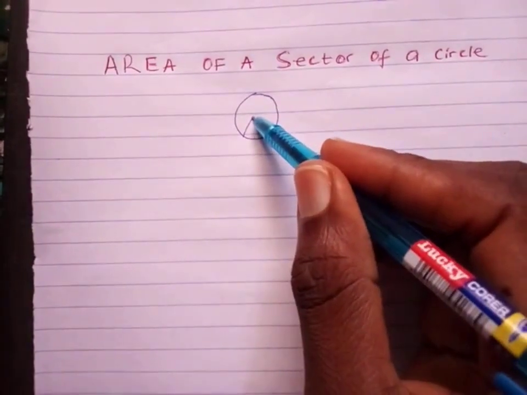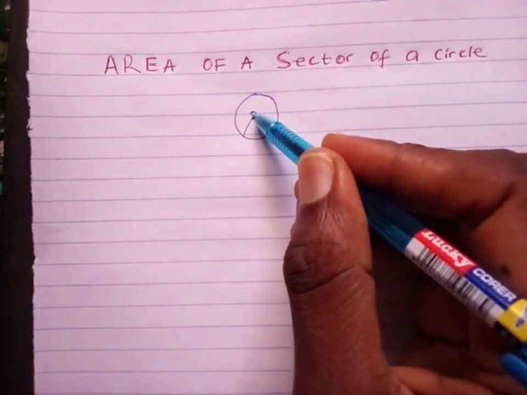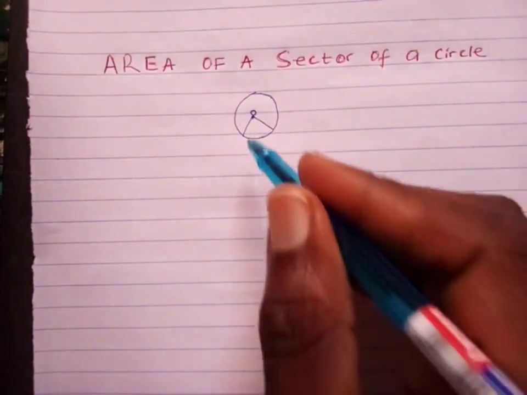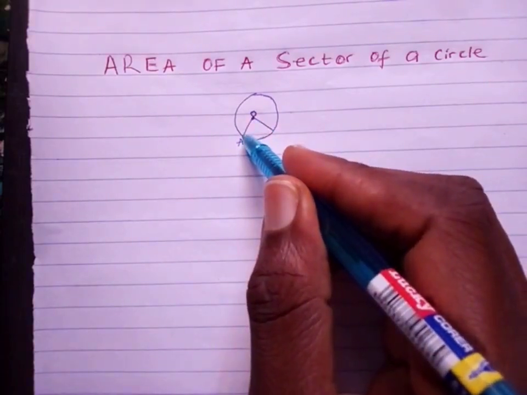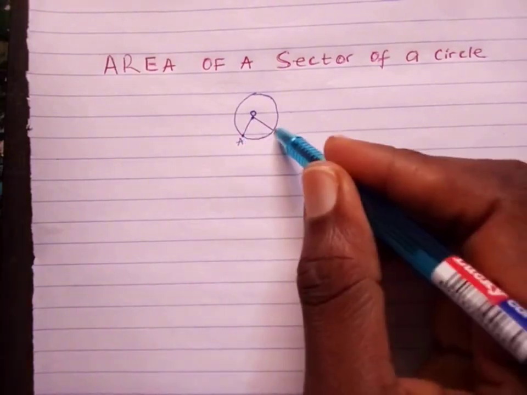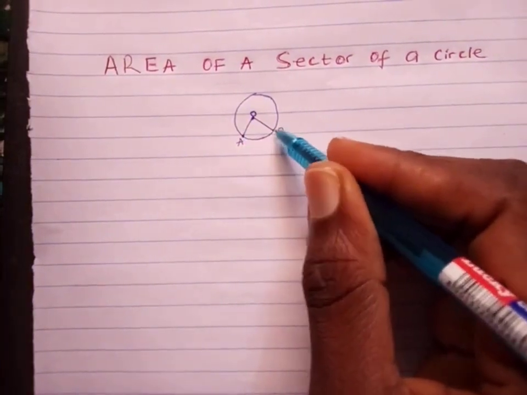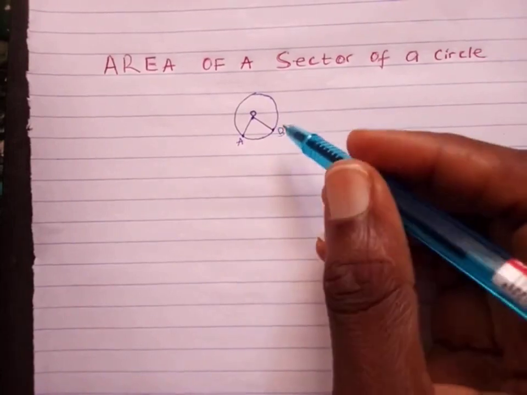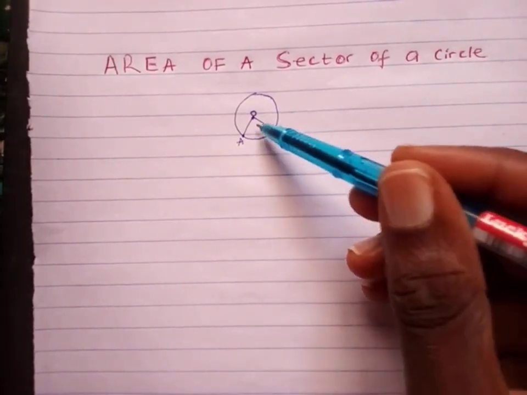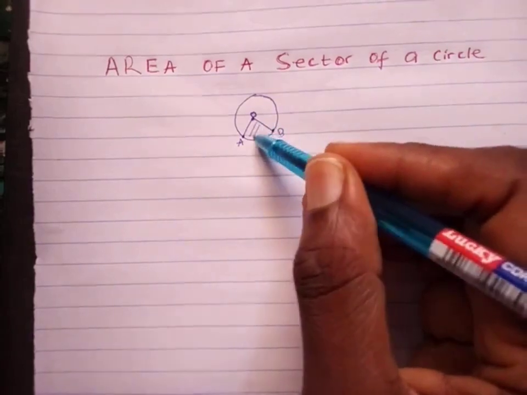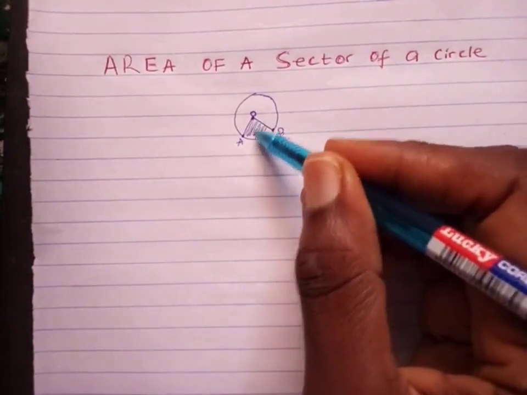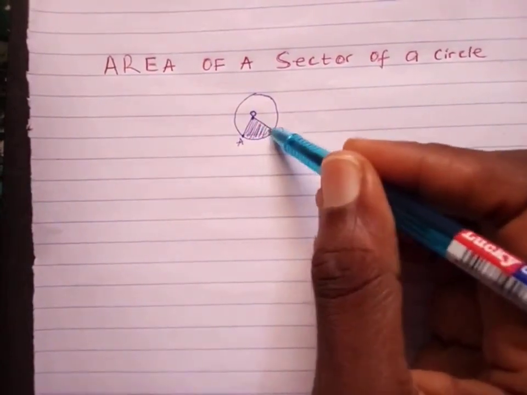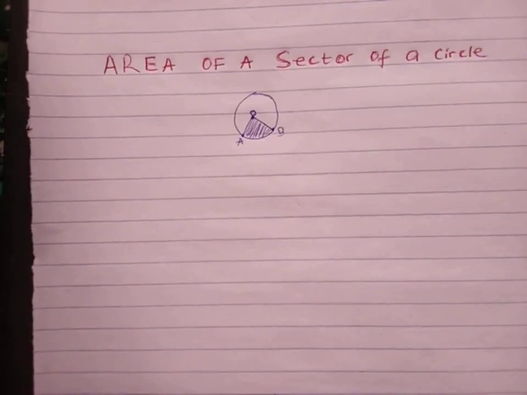Now let's call this the center of this very circle. And let's say this is point A, the point that this very radius makes with the circumference. And let's call here point B. OAB is actually the sector of this very circle. This shaded region is the area of the sector of this circle.